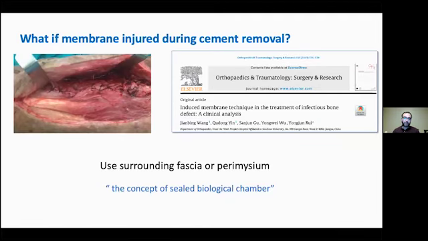So, as we all know that the membrane is a very, very precious thing and we should always try to protect it. What if it's injured during cement removal or during the surgery? How to close this chamber again? We use the perimysium concept to allow the concept of a fetal biological chamber around the bone graft.